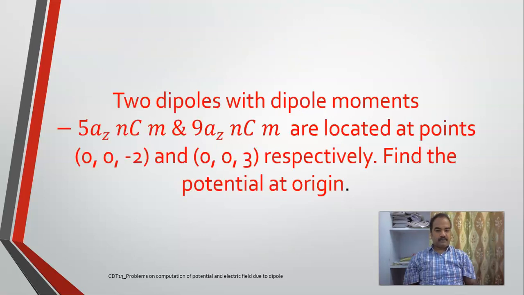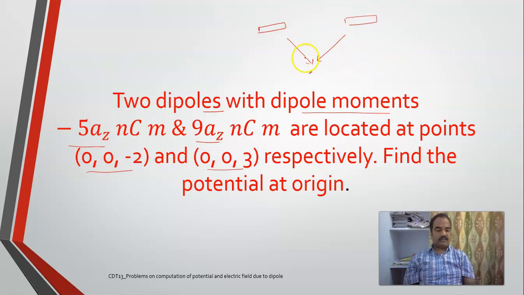One more problem we will try to do. There are two dipoles, each having a dipole moment, minus 5 az and 9 az, and these are located at the given points. Find the potential at the origin. So there are two dipoles now, and you need to determine the potential at the origin. This is one dipole, this is another dipole, and you want to determine the potential due to these two dipoles.